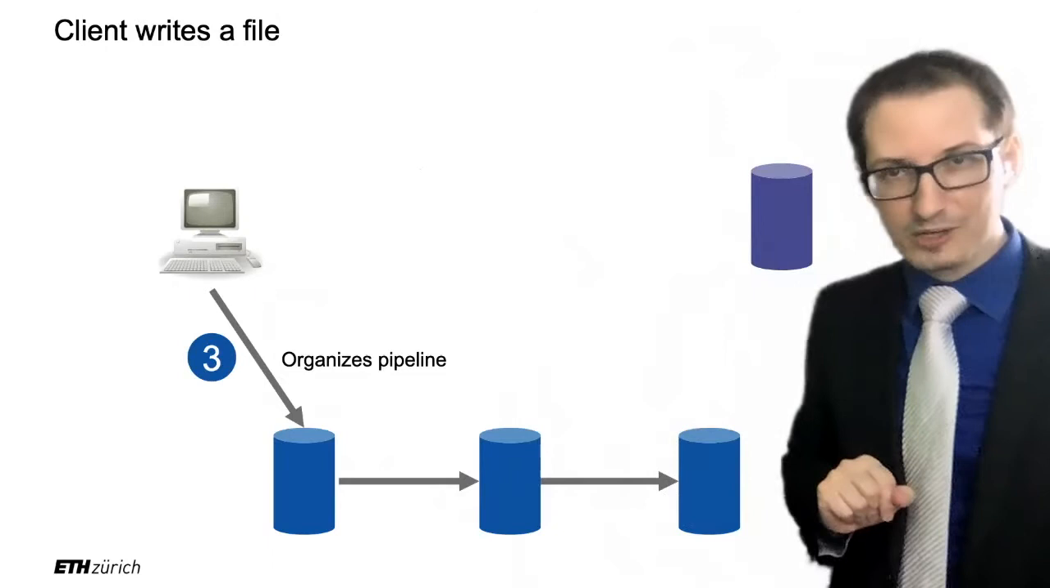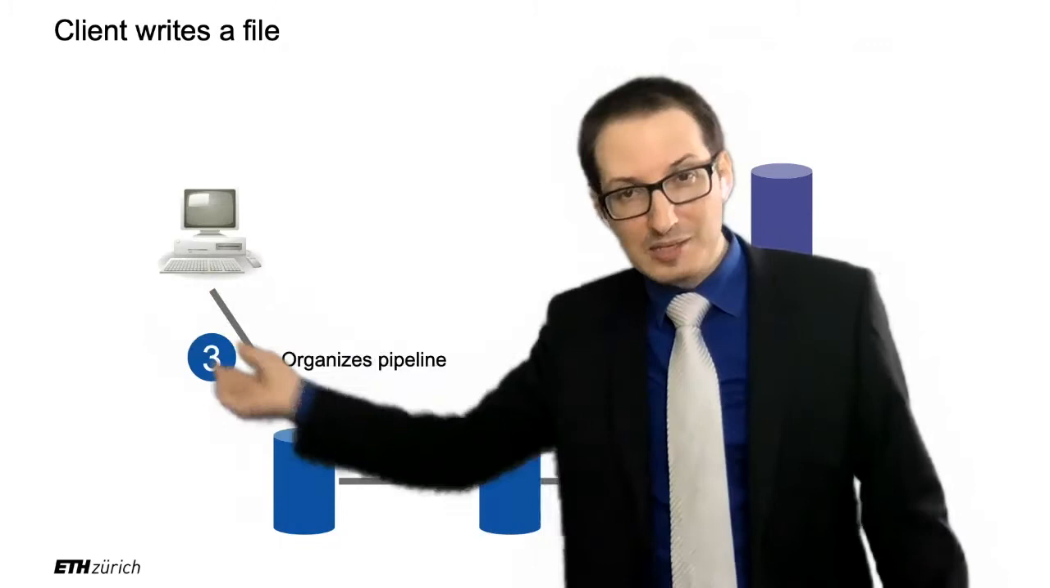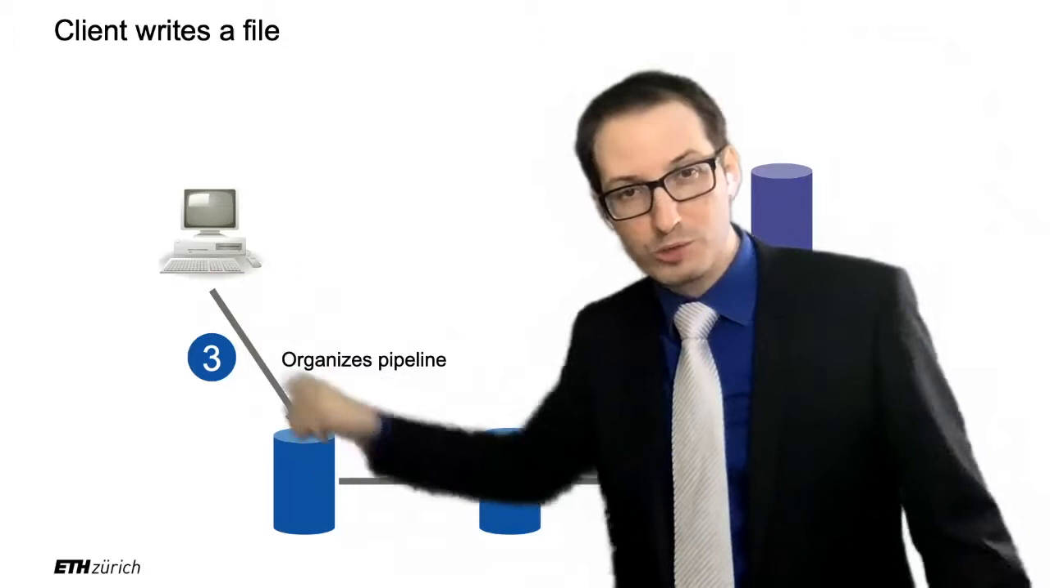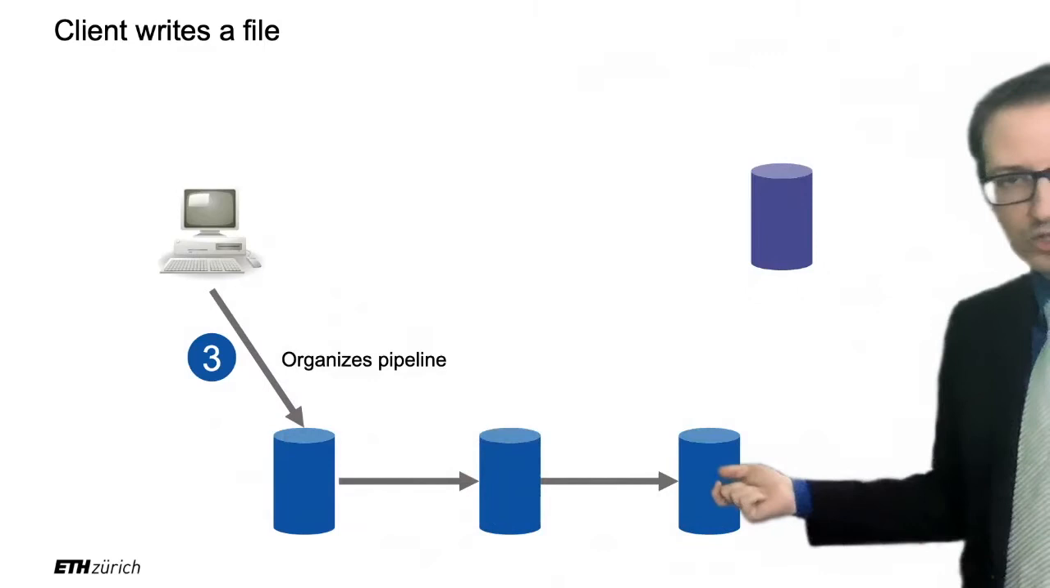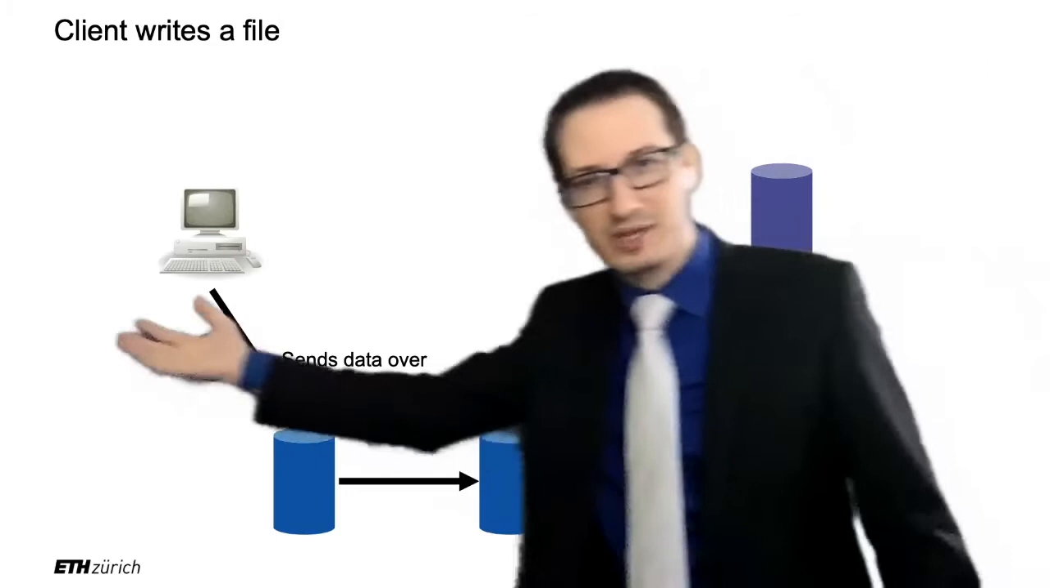What the client does is that it connects to the first of these data nodes and asks that data node to organize a pipeline with the other data nodes. So of course, it also sends over the coordinates of the other data nodes so that this one knows which ones to contact. And then a pipeline is organized, right? So you set up the network connections in such a way that you can then send the block. And then the block is sent over the network.